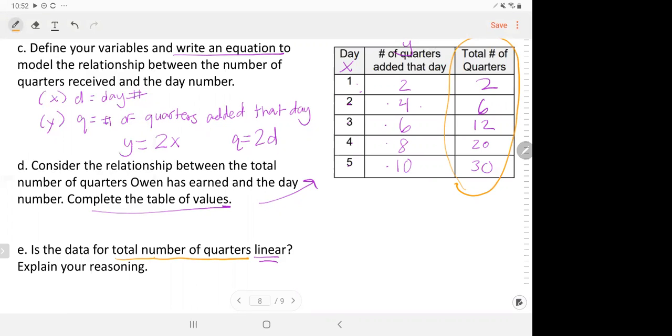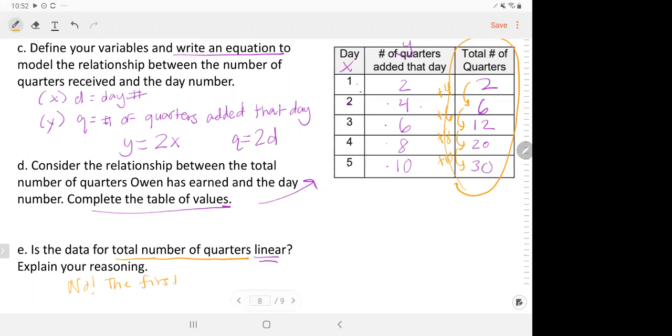So for the total number of quarters, in order to find the first difference, I know we usually do it on the right, but I'm just going to do it right here for more space. We say, is this constant? To get from here to here, is this constant? So from 2 to 6, I have to add 4. From 6 to 12, I have to add 6. From 12 to 20, I have to add 8. And from 20 to 30, I have to add 10. So that is not constant. We can see there's kind of a pattern there, but it is not a constant first difference. So no.